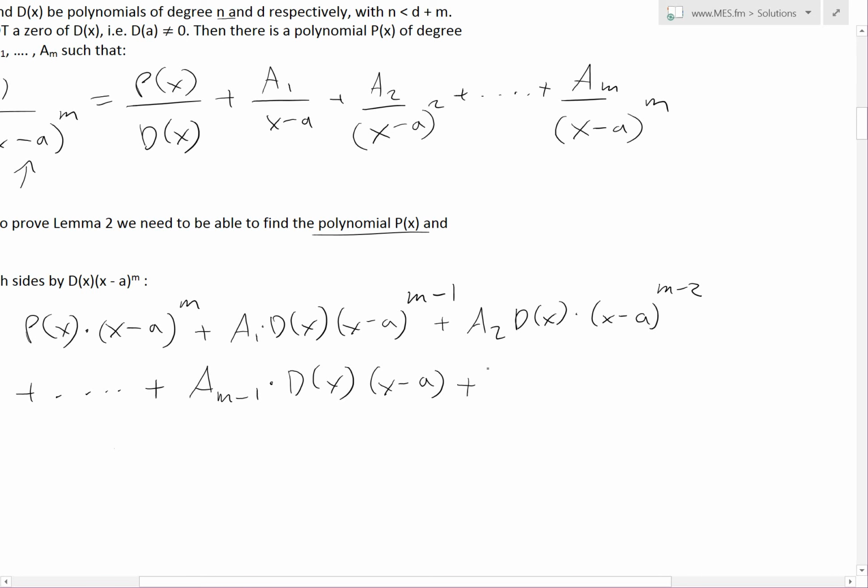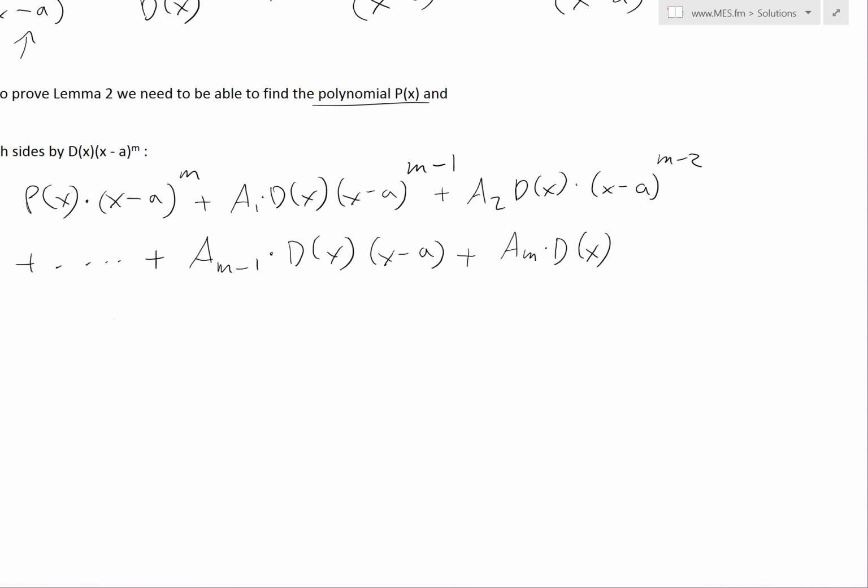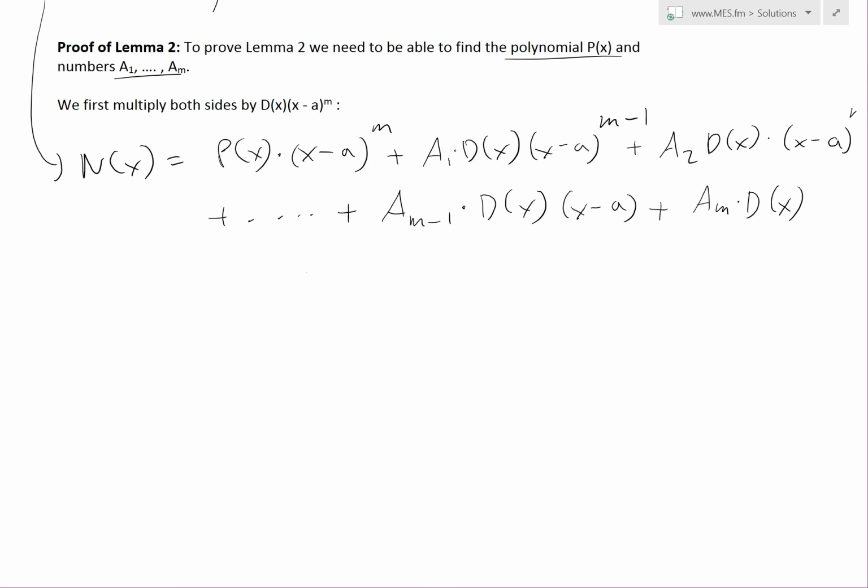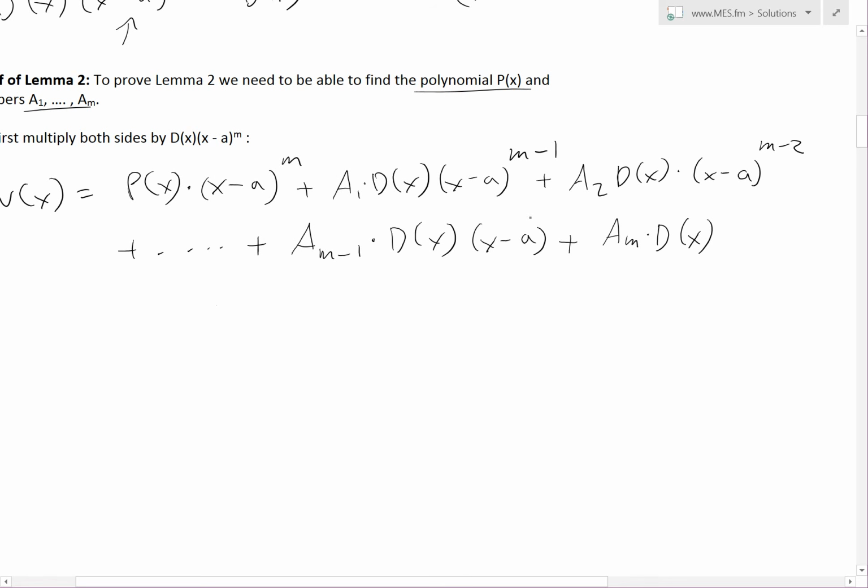So now the last part is just going to be a_m times d of x, and now this whole thing cancels out because we have an (x minus a) to the m minus m, which equals 0, so this whole thing equals 1. So we can just erase that. So we get this right here. Now notice that there's an x minus a in every term except this right here.